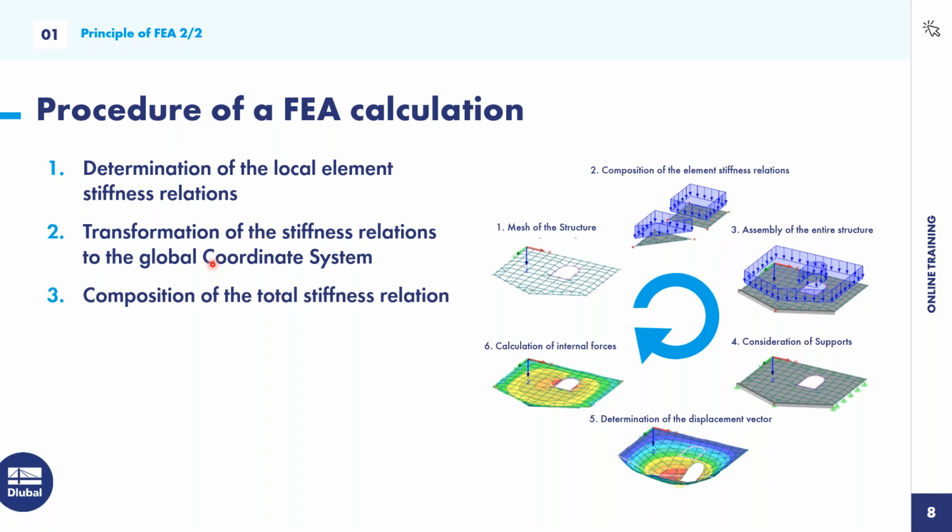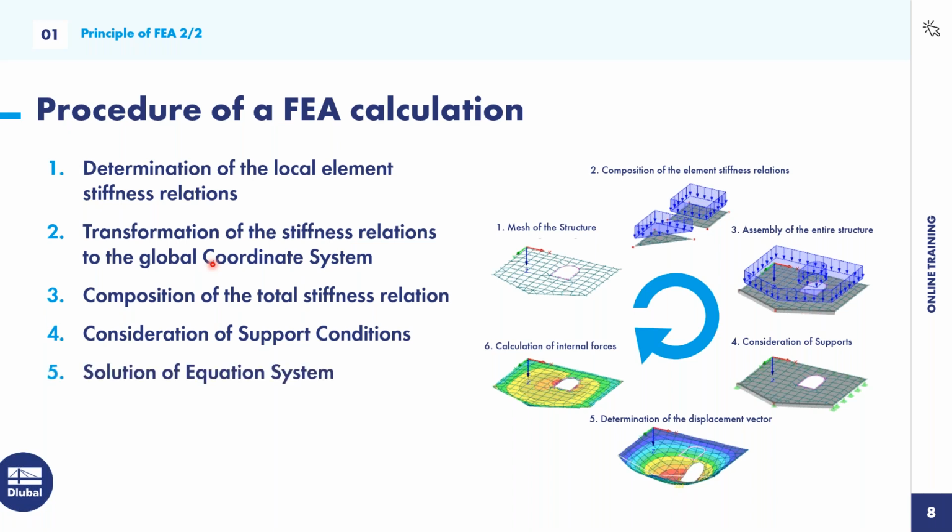Then we have the composition of the total stiffness relation, and now we have to add some boundary conditions, and these conditions are, for example, loads and, of course, supports. So we have to consider these support conditions, and then we solve the whole equation system, and the first thing we get is the displacement vector. And based on the displacement vector, we can calculate also the internal forces and support forces. Yeah, and this is the basic principle of the FEA calculation.